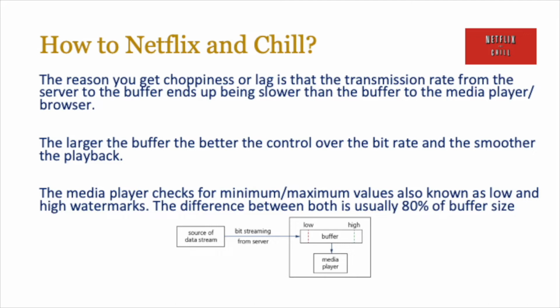The larger the buffer, the better the control over the bitrate and the smoother the playback. So that's good. We need to have large buffers, but that requires a lot of memory space that we need to allocate to it. Now the media player will check the minimum and maximum values, also known as the low and high watermarks of a buffer. And the difference between both is usually 80% of the buffer size. Now if you're within that, your playback is pretty much okay, but when you start falling off the lower watermark, then obviously the issues become apparent.